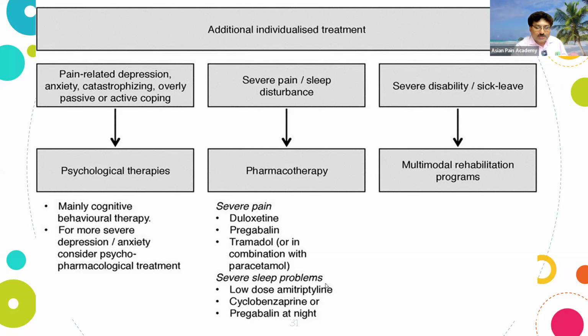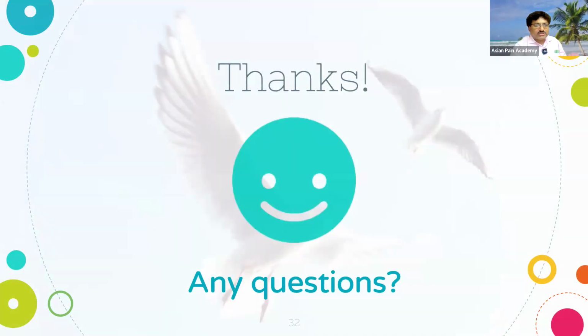For severe sleep problems, use low dose amitriptyline, cyclobenzaprine, or pregabalin at night. Oral cyclobenzaprine was used as an off-label drug, but now it has come as an oral lozenge type, and that has an FDA approved indication. If there is severe disability, then you have to go for a multimodal rehabilitation program for that patient. So that was all regarding fibromyalgia. If you have any questions, I'll be answering.